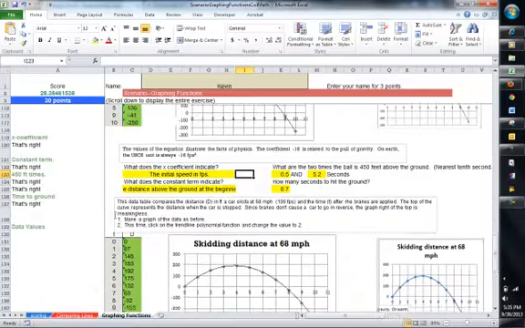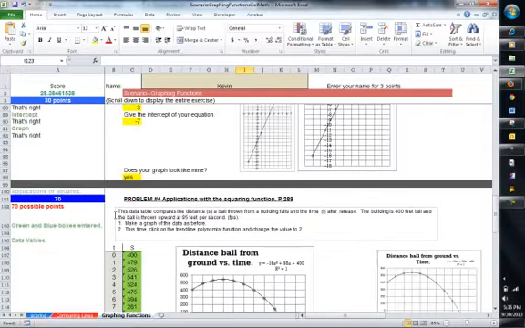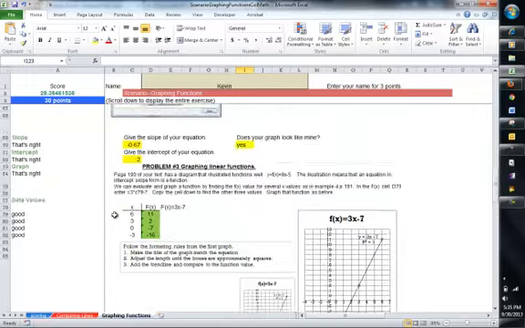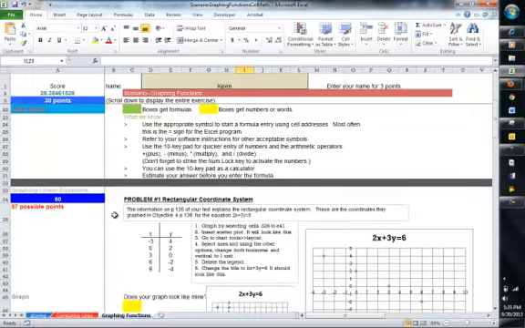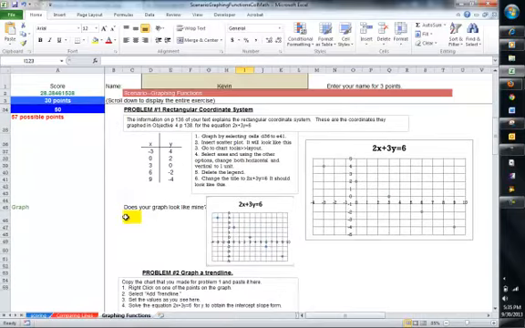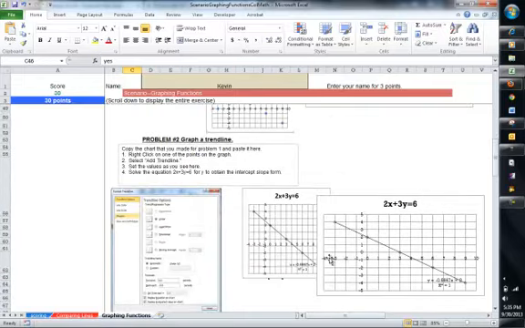And what's the other point that we didn't get? Did we not put in our name? Yeah, we got that. Does your graph look like mine? Yes. So we got all the points. If you have any questions, you know who to holler to. Talk to you later.